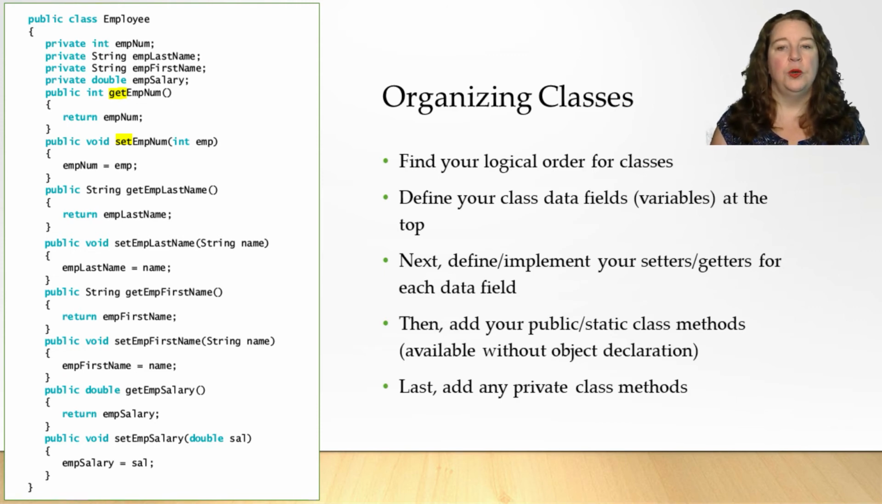Then I do my getters and setters. So if you ever look at my code, you will see here's my data fields. Scroll down a little bit. Here's my getters and setters for all my data fields. Scroll down a little bit. Then we add our public or static class methods. So remember, static without an object declaration, public with. And then any private class methods. These are going to be my helper functions. They go all the way at the bottom of my code. Because I do this consistently, it's really easy to read my code. Once you read some of my code, you'll understand exactly how the rest of it looks because they always follow this format.